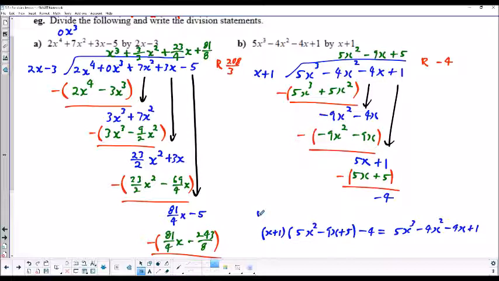Okay, so usually we title it, we just announce what we're doing. So here's our division statement. Divisor, quotient, you don't always have to do this. Remainder and dividend.